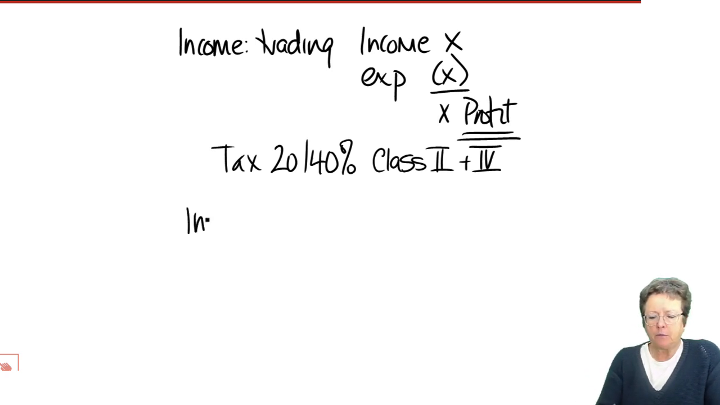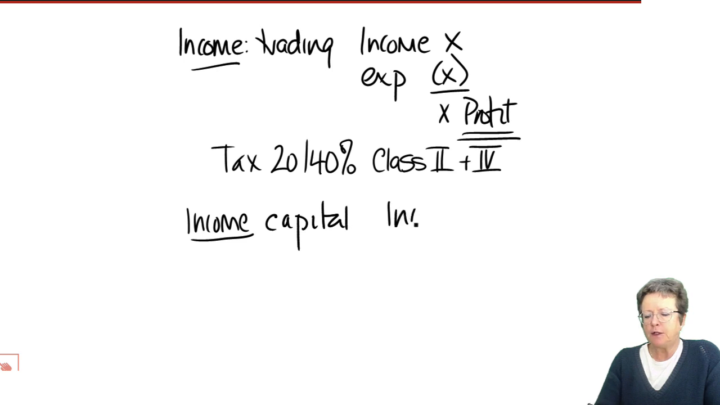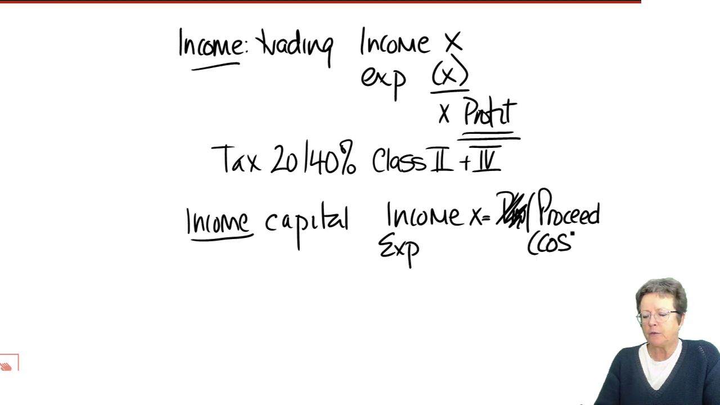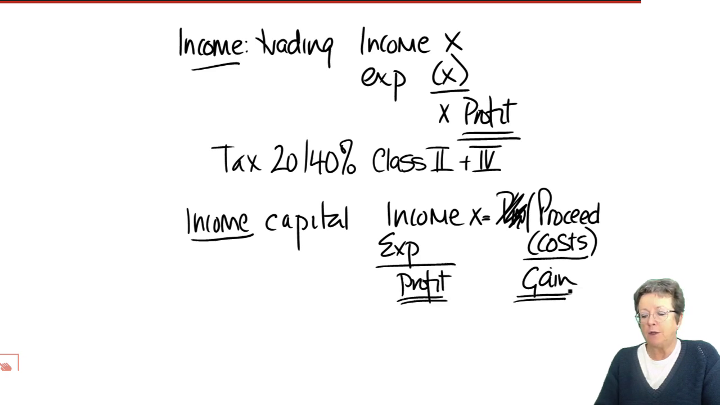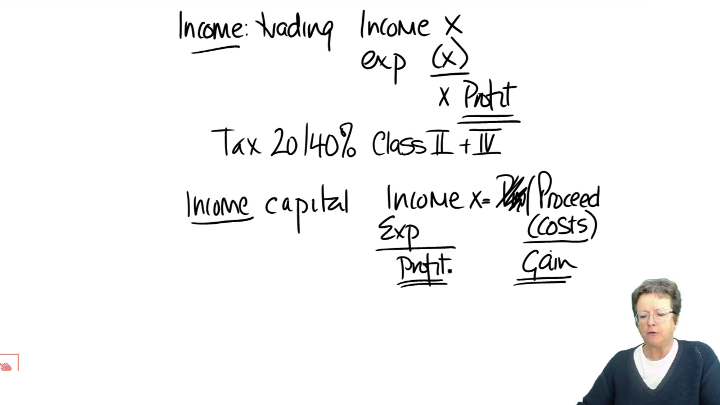If, however, and it's a revenue decision to a large extent, it was treated as capital in nature, then you would still have the income, but the expenses would be classed as your proceeds. Okay, the expenses would be your costs, which is very different. And that would give you a gain or a profit. So the process by which you get to the profit is slightly different.